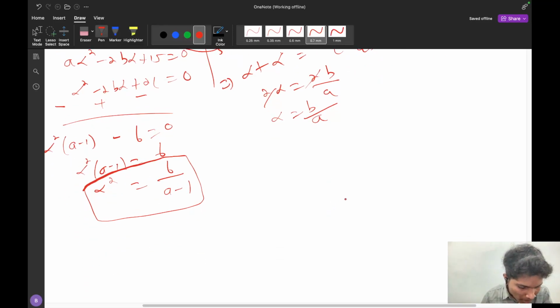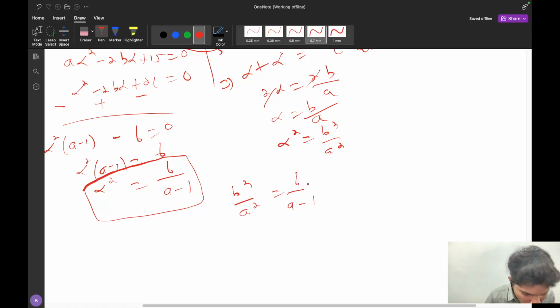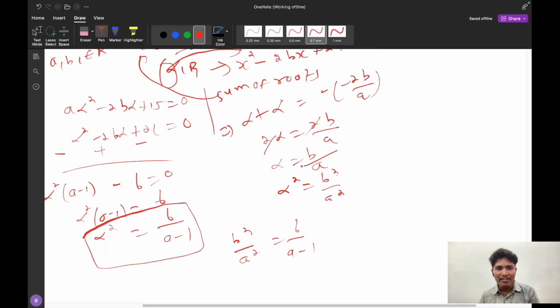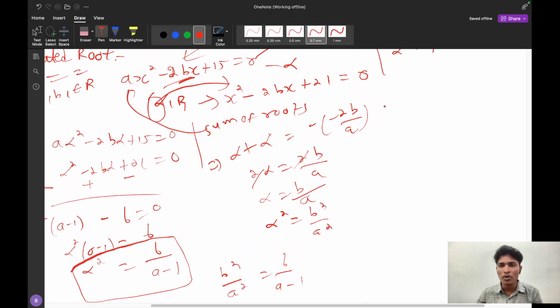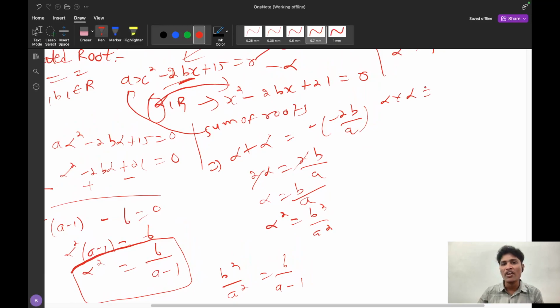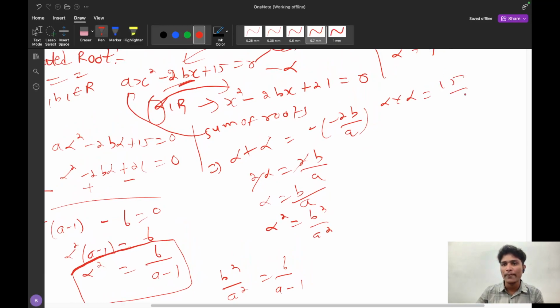So alpha equal to b by a we got, and here alpha square equal to 6 by a minus 1 we got. So I can square this. Alpha square equal to b square by a square. So b square by a square is equal to 6 by a minus 1. Like this you can do. And next thing what we can do? In this equation, I can find the product of the roots. What is the product of roots? Alpha into alpha. Alpha into alpha is the product, 15 by a. Alpha square is equal to 15 by a.